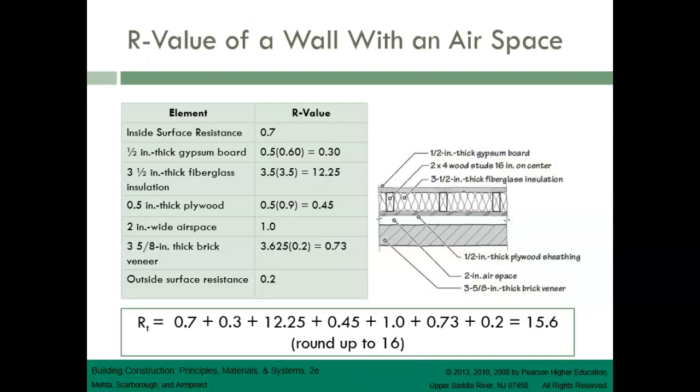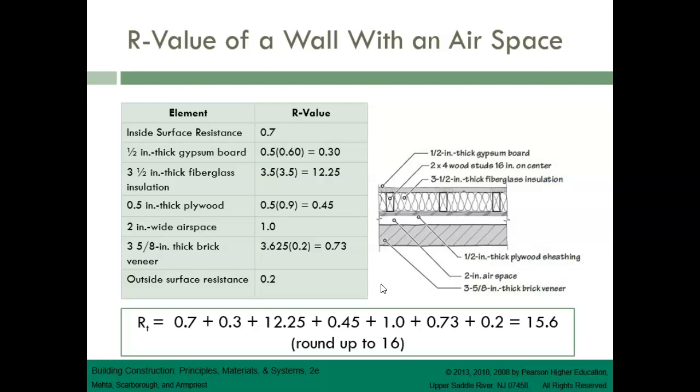So let's determine the R value of a typical wood frame wall with brick veneer and a 2-inch airspace. If we start out on the inside surface, which is up here, and this is your outside surface, the inside surface resistance, that film on the inside surface of the wall, is going to be 0.7.